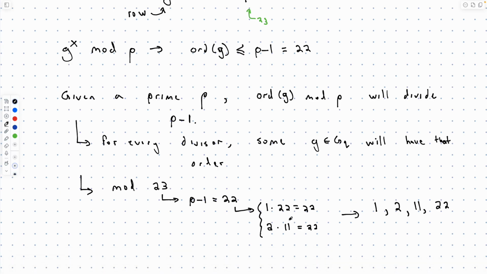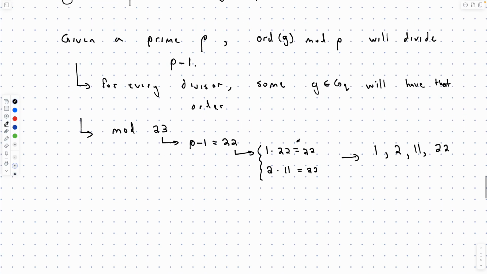Why can't I keep dividing? So I took 22, I divided by 2, I hit 11. Why can't I divide it further? So 11 is not divisible by 2. Is 11 divisible by anything? Why not? It's a prime number. So what I did is I hit a prime number here, and then I have to stop.